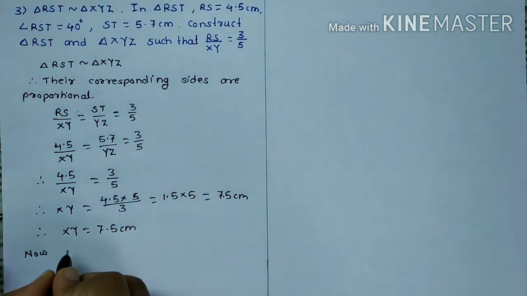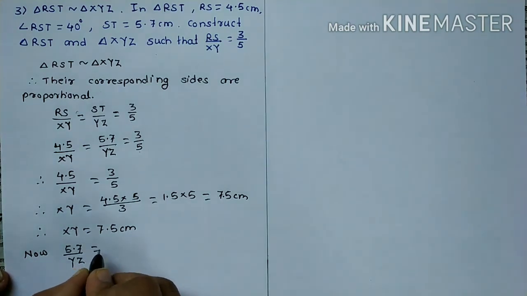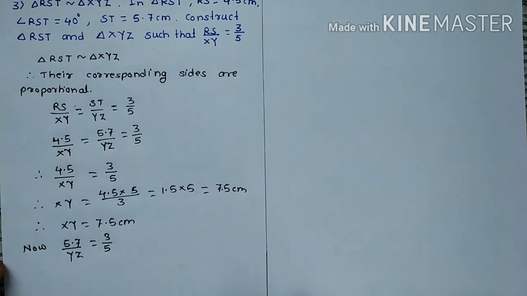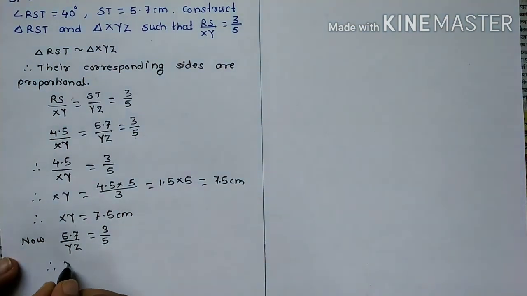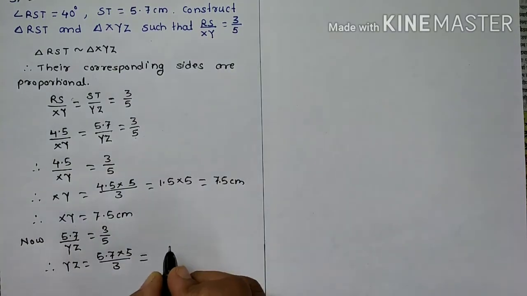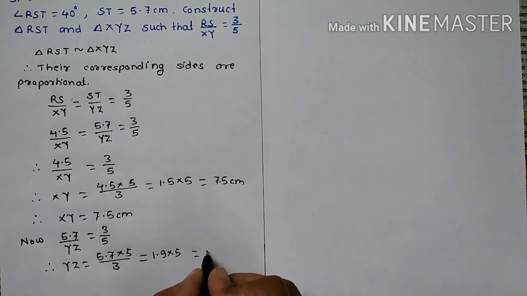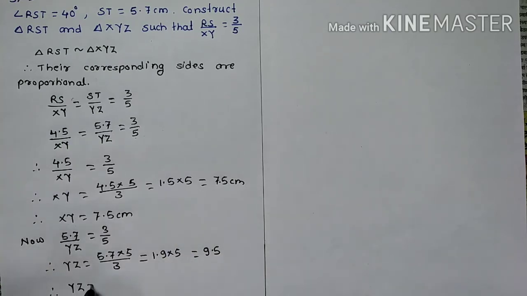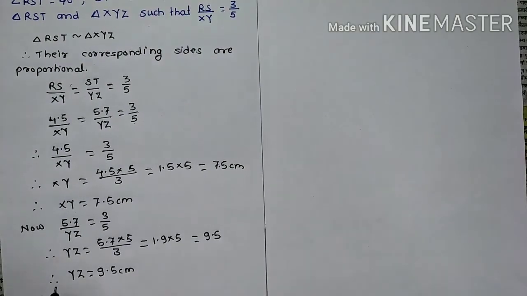Now take these two terms. Now 5.7 upon YZ equal to 3 upon 5. Now simplify this. Therefore YZ equal to 5.7 into 5 upon 3 equal to 1.9 into 5 is equal to 9.5. Therefore YZ equal to 9.5 centimeter.